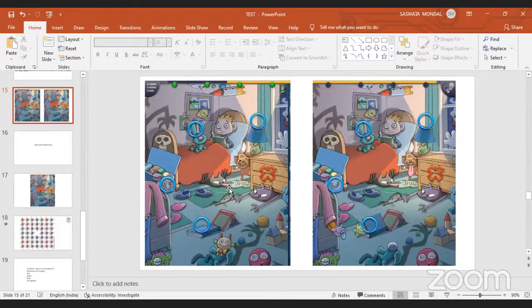Okay. 9. And the cloth in the side. Cloth, sir. Okay, this left side. Which one? Okay, this one. Okay. Yes, sir. 10th, we got it.